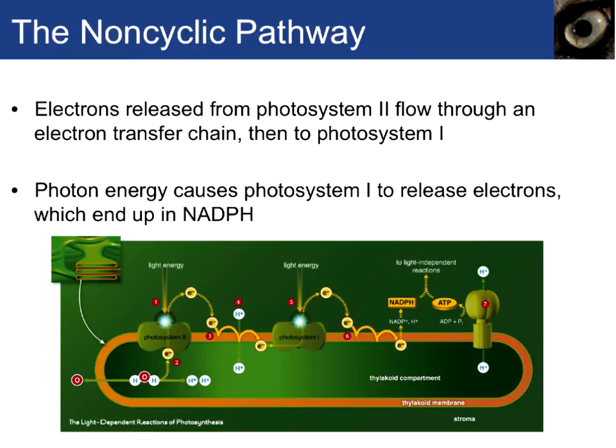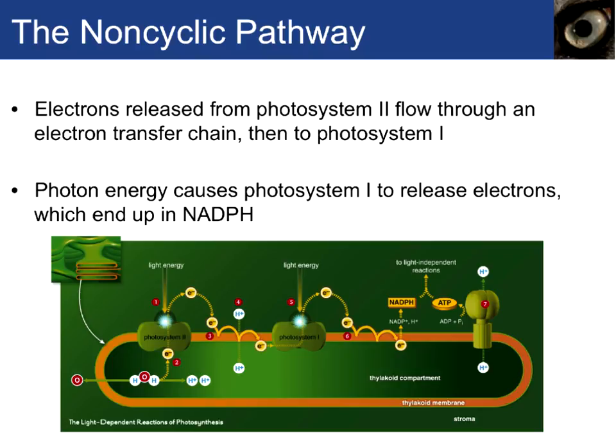So this is more of a complete picture of what's actually going on. Electrons are released from photosystem 2 too. Again, this is the non-cyclic pathway of the light-dependent reaction. And this is the picture that I want you to remember. It's kind of confusing at first. This picture, I know it looks confusing, but it actually simplifies what's going on.